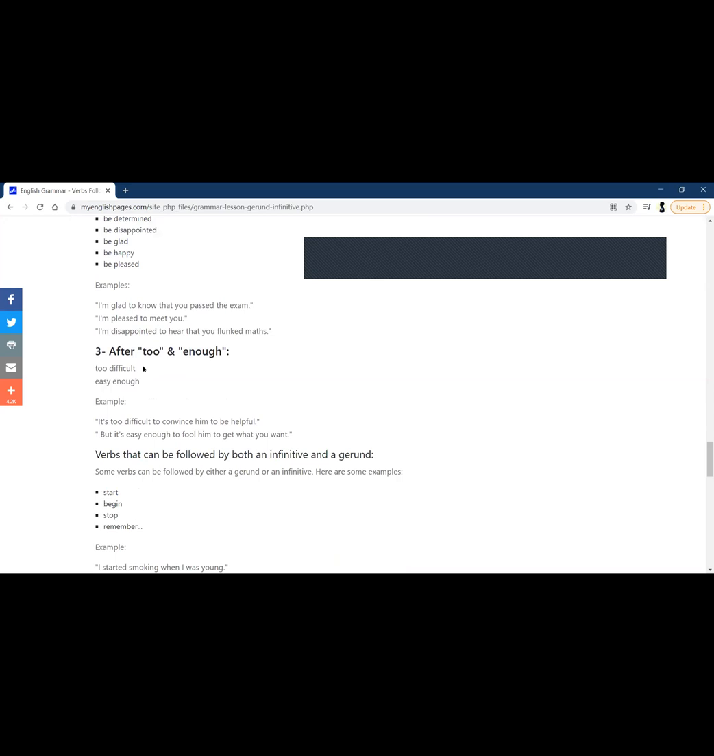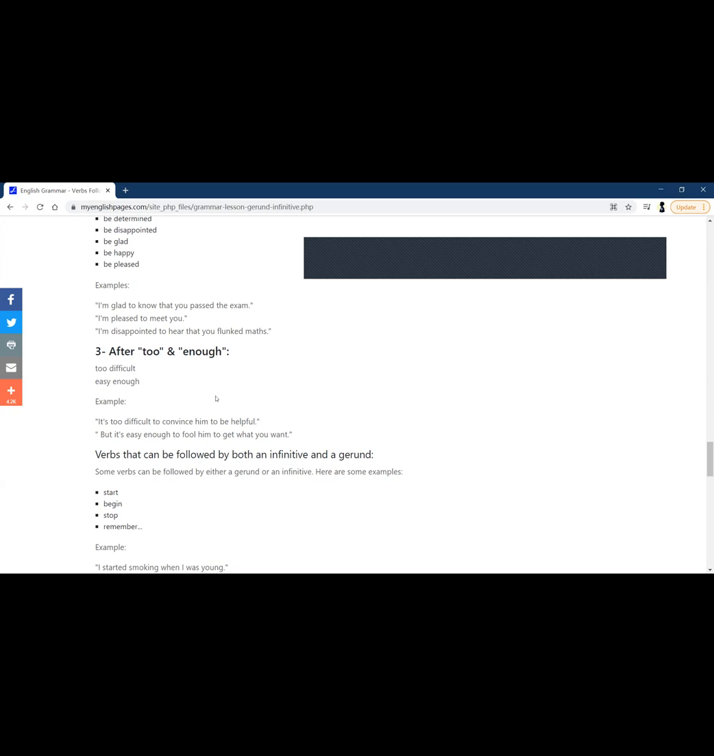And you can also use the infinitive form after too and enough. For example, it's too difficult to do something. It means that something is difficult. And it's easy enough to do something also means something is easy. For example, it's too difficult to convince him to be helpful, which means convincing him to be helpful is difficult.